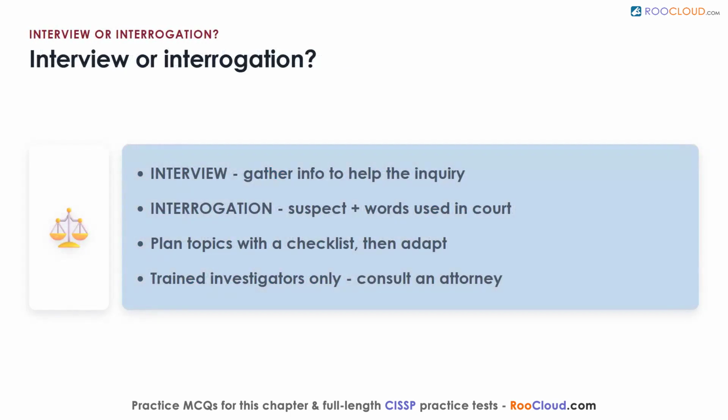How do you talk to people involved in a case? It depends on your intent, and the distinction is legally important. If you are simply gathering information to help your inquiry, that is an interview. If you suspect the person of a crime and plan to use their words in court, that is an interrogation. Before either one, plan your topics with a checklist so different subjects are questioned consistently, then adapt as the conversation reveals more. These are specialized skills that belong to trained investigators, because clumsy technique can wreck a future prosecution.